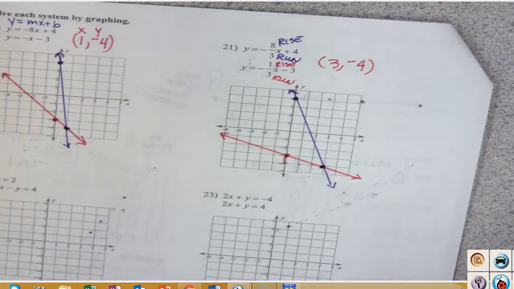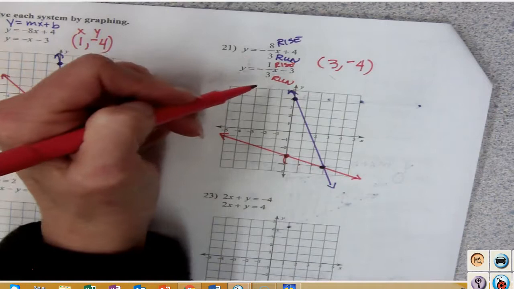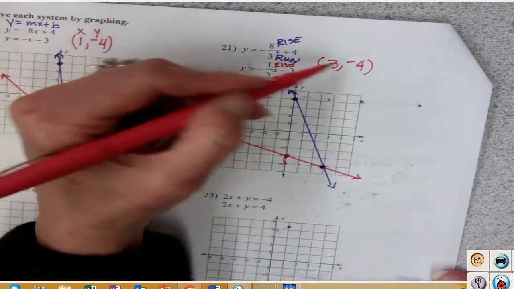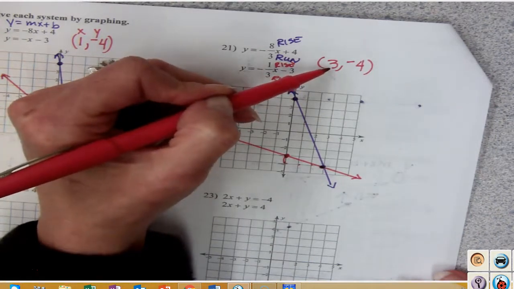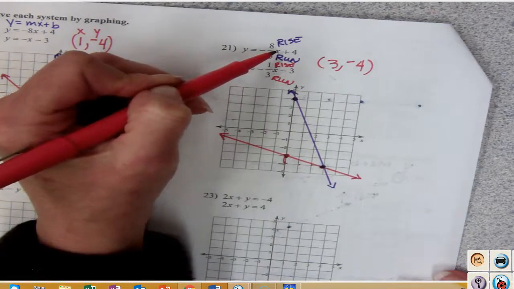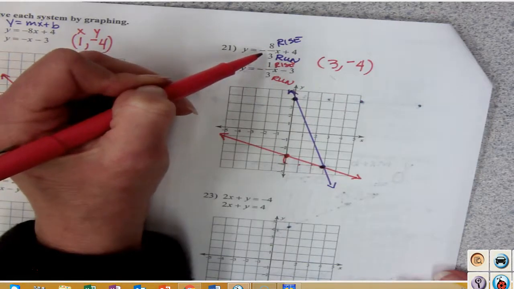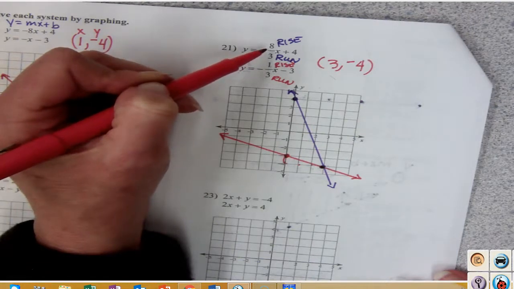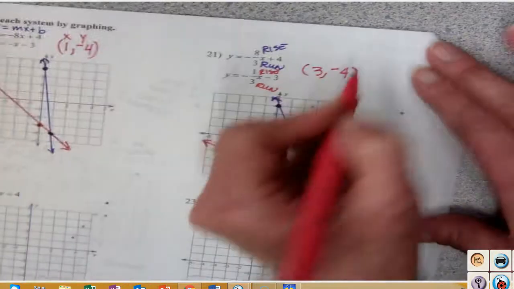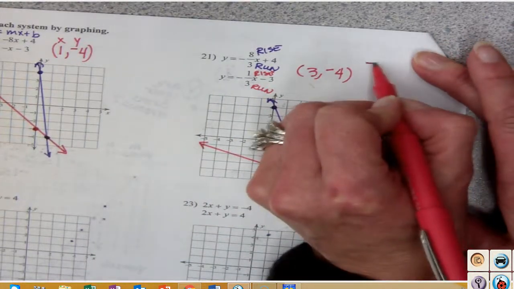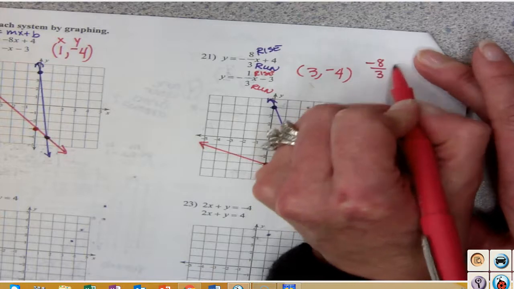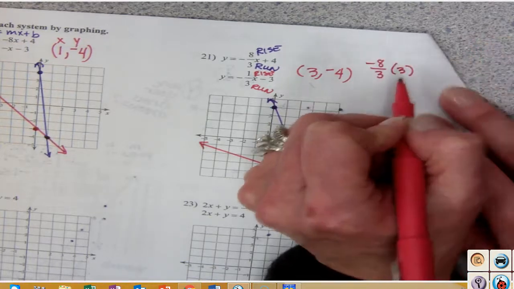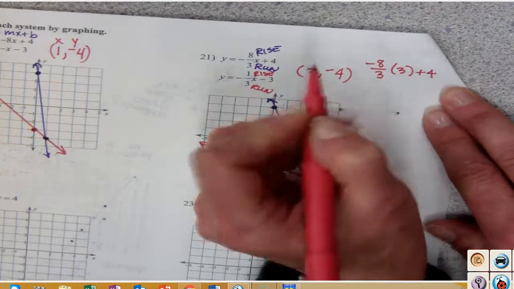If I wanted to check my work, what I could do is take those numbers and plug them into both of these equations, and they should be correct. So I'm going to do this real quick. If I put 3 in for my x, 3 times negative 8 thirds is going to give me, well, here, I'll do it for you. So negative 8 thirds times 3, which is my x, plus 4.